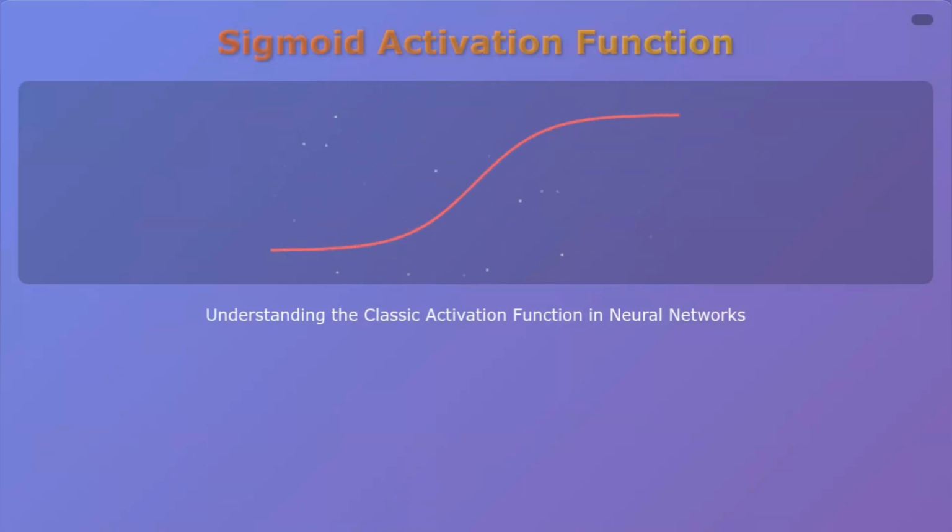Today, we're diving deep into one of the most fundamental activation functions in deep learning, the sigmoid function. By the end of this video, you'll understand exactly how sigmoid works, why it was revolutionary, and why modern networks have largely moved away from it. We'll cover the mathematics, implement it from scratch, visualize its behavior, and discuss its pros and cons. So, grab your coffee and let's get started.